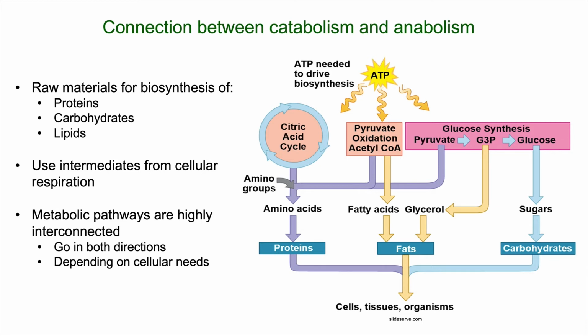So the big point on this slide is that all of these metabolic pathways go both ways. The macromolecules can be broken down and used in the pathway to make ATP, but we can also take ATP and take intermediates from these pathways and put them together to make the macromolecules that the cell needs.